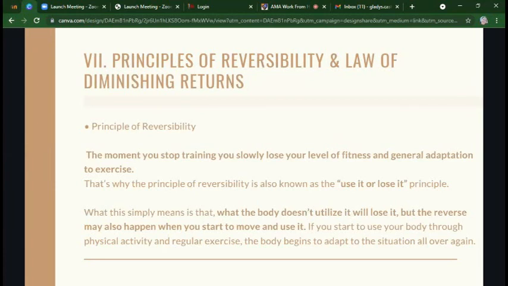So the part 7, the principles of reversibility and the law of diminishing returns. The first one, the principle of reversibility. The moment you stop training, you slowly lose your level of fitness and general adaptation to exercise. That's why this principle of reversibility is also known as use it or lose it. What the body doesn't utilize, it will lose. But the reverse may also happen when you start to move and use it. If you start to use your body through physical activity and regular exercise again, the body begins to adapt to the situation all over again.